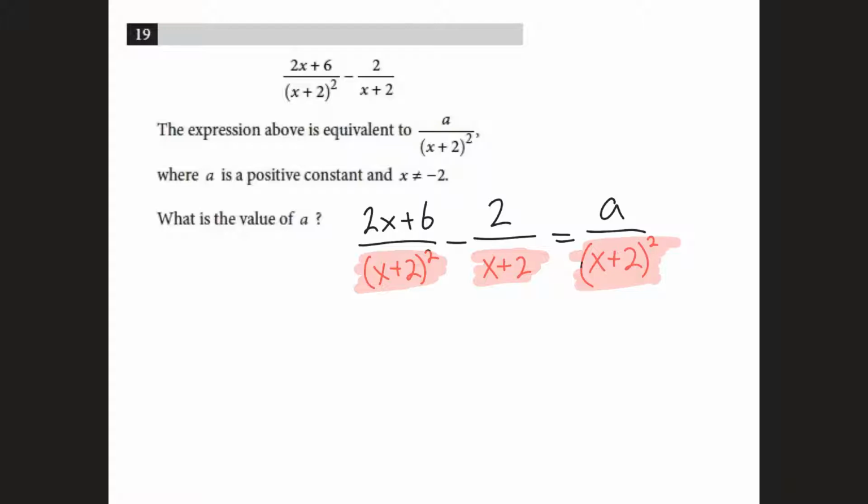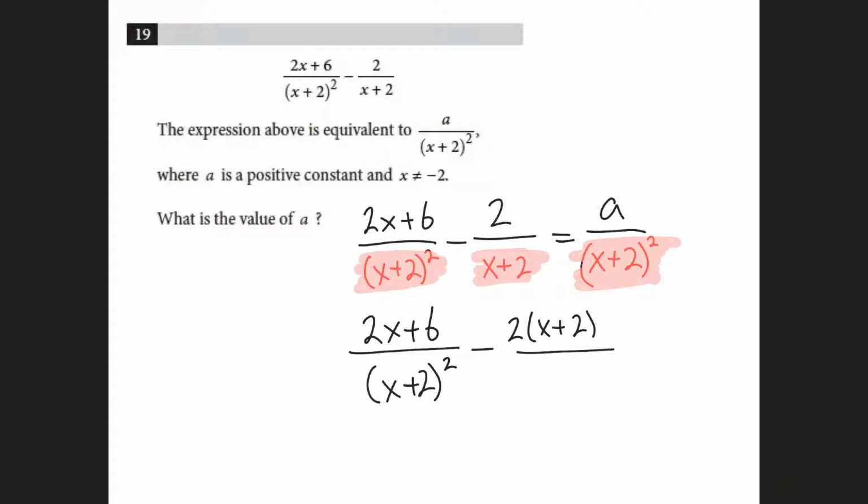Okay, so then I can combine like terms. So I can combine those two fractions. So I'm going to get this, so 2x plus 6 over x plus 2 squared. Now I'm multiplying the top and the bottom by x plus 2, and then I'll get x plus 2 squared on bottom equals a over x plus 2 squared.